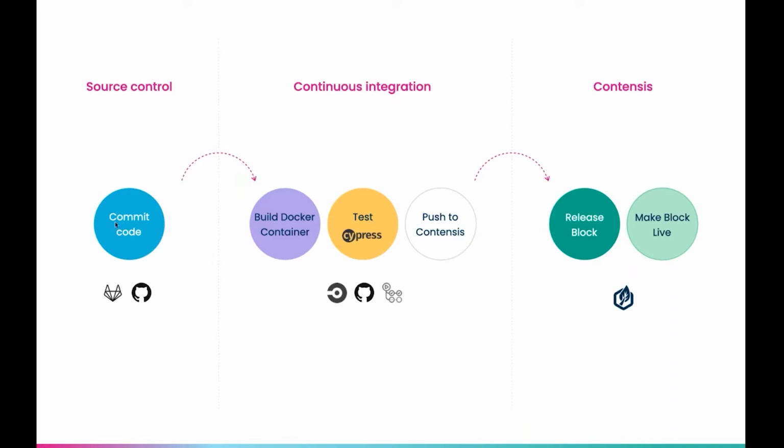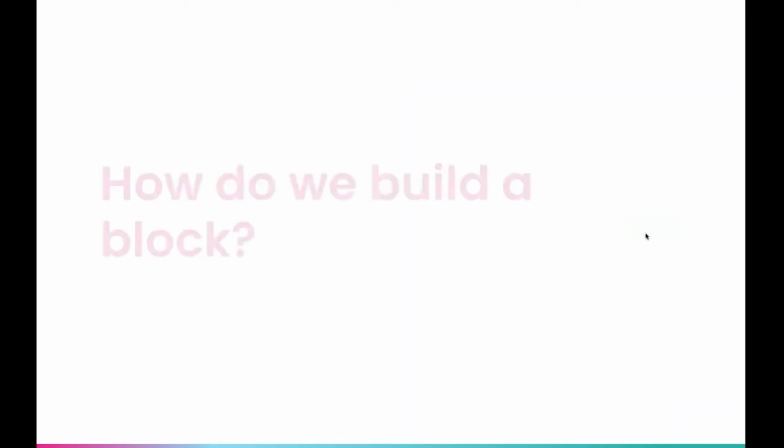So ultimately, we're going to commit some code to a source control system. In our case, I think we're using a mixture today of GitLab and GitHub. We're then going to build a Docker container. We're going to test it using, in this case, Cypress, which is a really nice testing tool that we can use. And then we're going to push it to Contensis using the Contensis CLI. And ultimately then we're going to look at how we can make those blocks available to render components and all those sorts of things. So if I can hand over to you now, John, and take us through it.